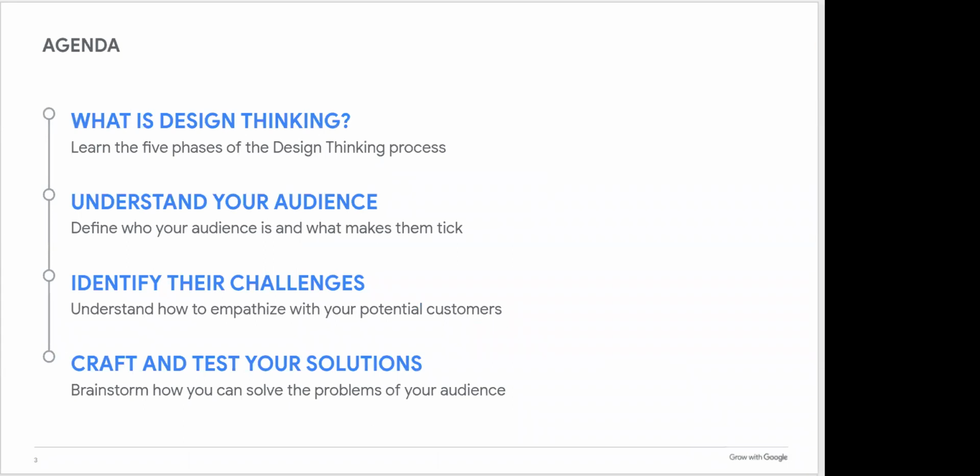We'll be learning the 5 phases of the design thinking process and how this process can help you more efficiently build products and services that address the challenges of your target audience. Then we'll go through each phase of the process and discuss how you can apply these concepts to your own ideas, starting with understanding your audience, identifying their challenges, and then crafting and testing the solutions we have for them.